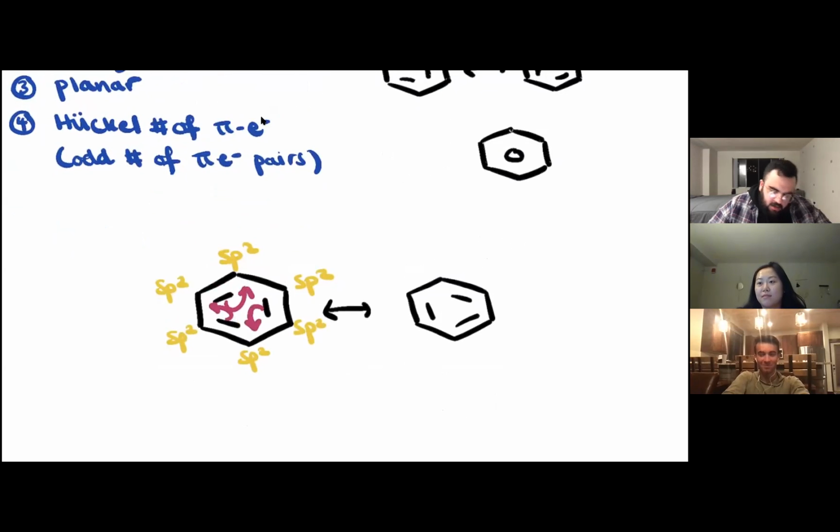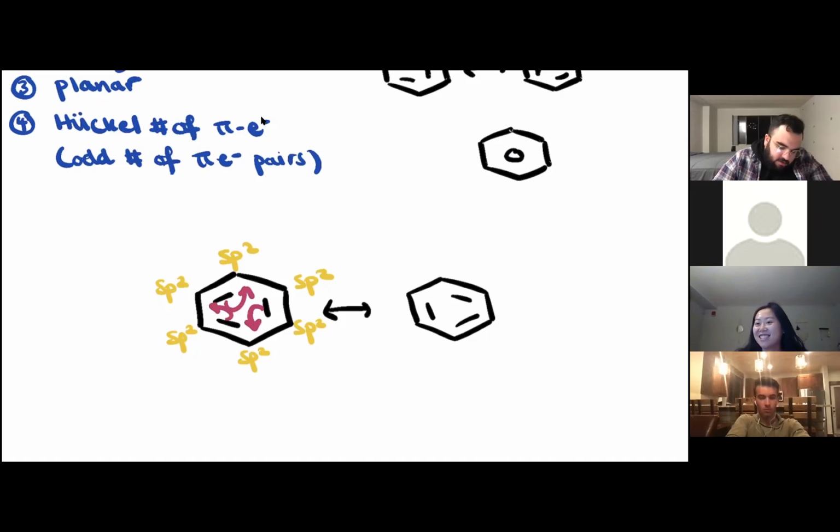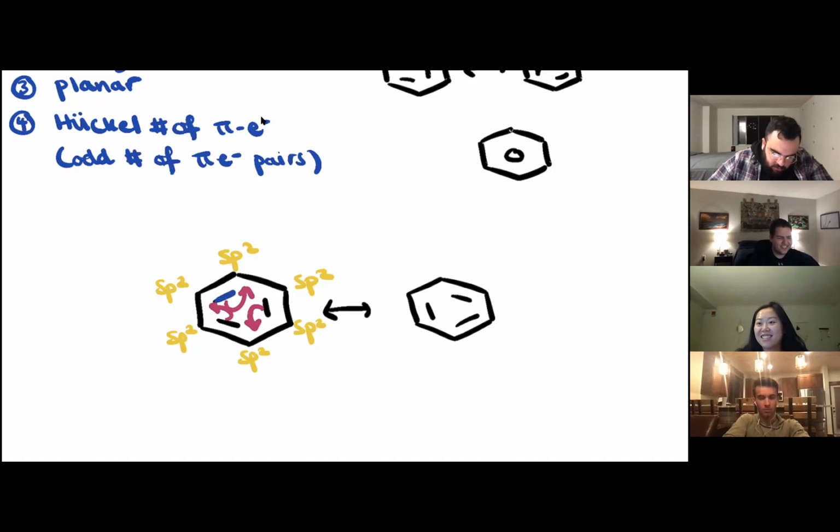Very good. It's planar. It's a 6-membered ring, and if you have a 6-membered ring of all sp2 atoms, sp2 is trigonal planar. It won't be non-planar unless you have a much larger ring, in which case you might have to distort things a little bit. And then your last one is going to be your odd number of pi electron pairs. Here you see that you have 3 pi electron pairs, coming from each of these 3 double bonds. All right, cool. So that confirms that benzene is aromatic. Let's take a look at some other aromatic compounds.